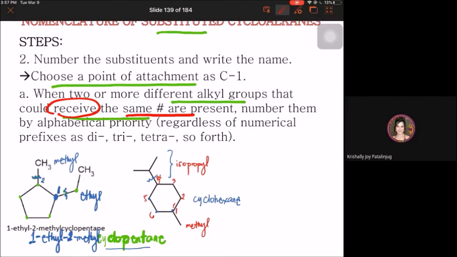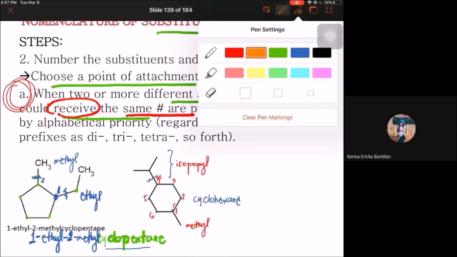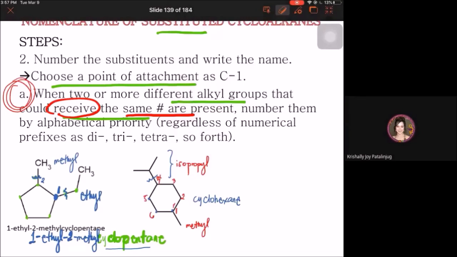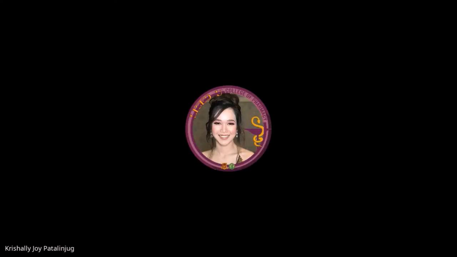Well, if that is the case, apply case letter A. Priority is alphabetical order. So which comes first? Which one is carbon 1? The one with isopropyl. Very good. The carbon with the isopropyl is carbon 1, then 2, 3, 4, 5, and 6. That is how you number the substituents in the parent chain of a cycloalkane. Then you can now name the molecule.